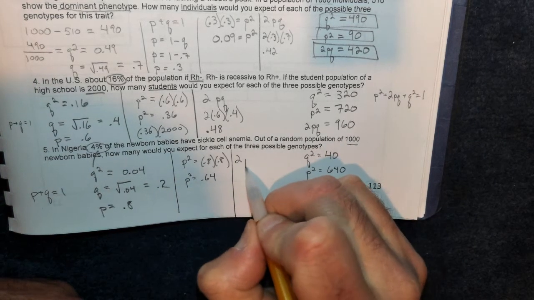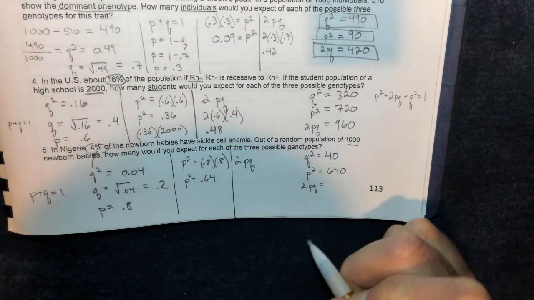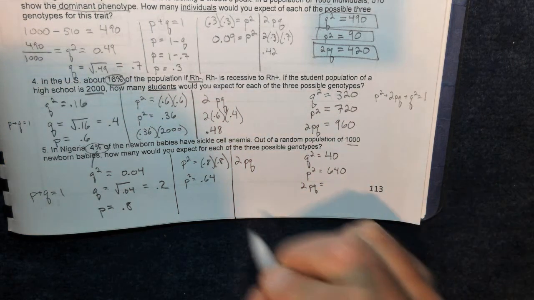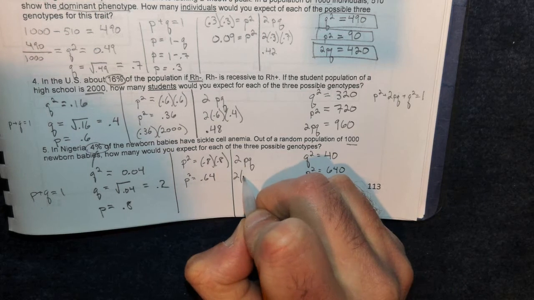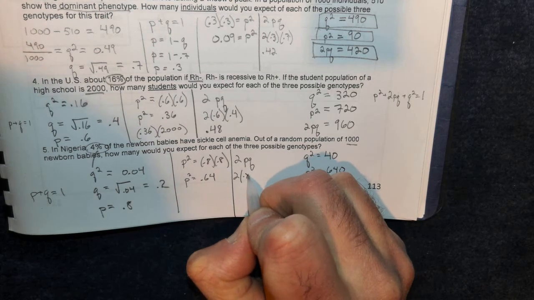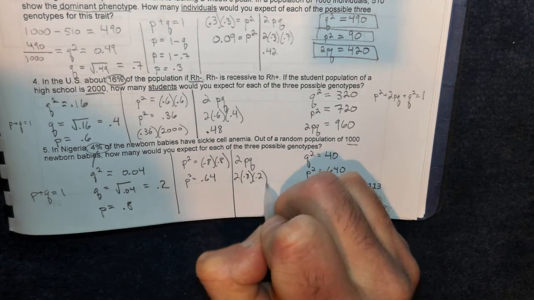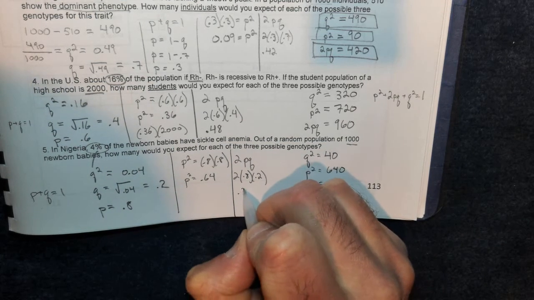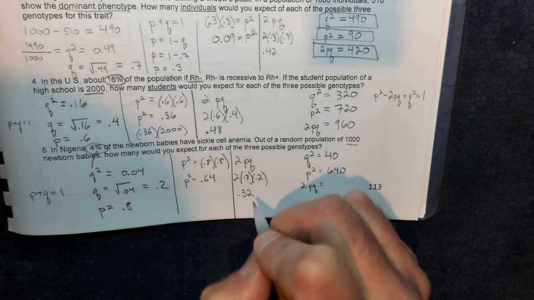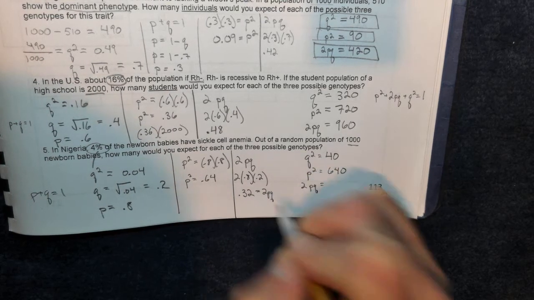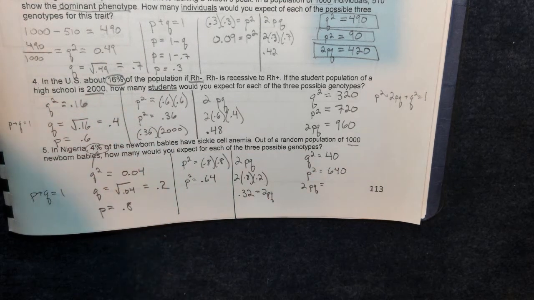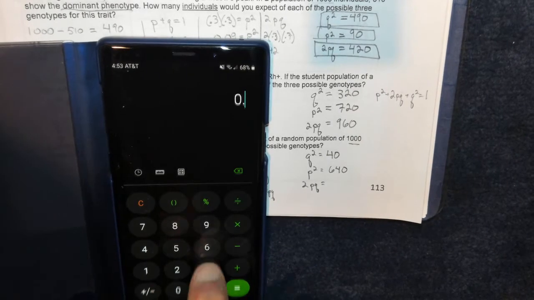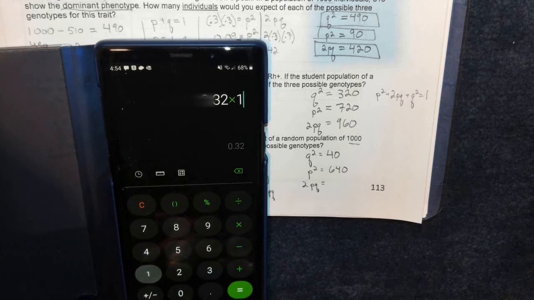Finally, I'm going to do 2 times p times q to figure out my heterozygotes, my big A, little a's. 2 times 0.8 times 0.2. So this should be 0.32. Well, 32% of 1,000 should be 320.